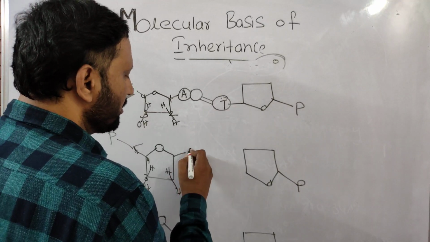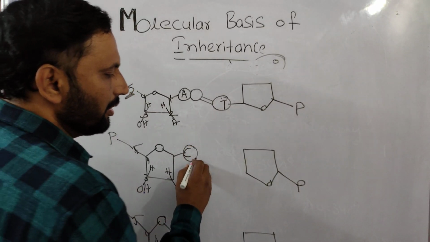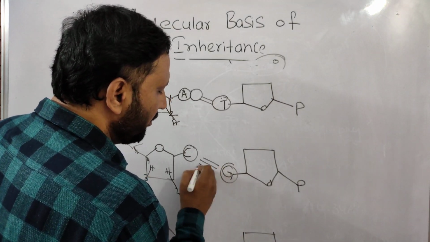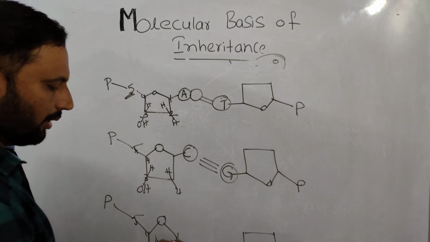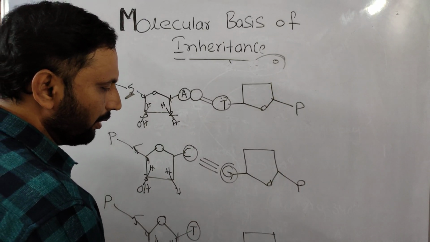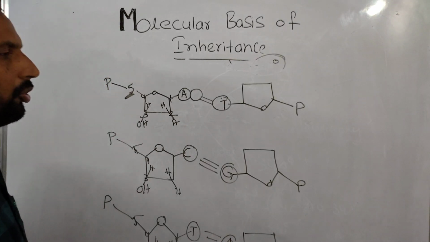Suppose here cytosine is present. Cytosine has only one CN ring. Cytosine is always complementary with guanine by 3 hydrogen bonds. Like that, suppose I am taking thymine. Here the thymine is complementary with adenine by 2 hydrogen bonds.